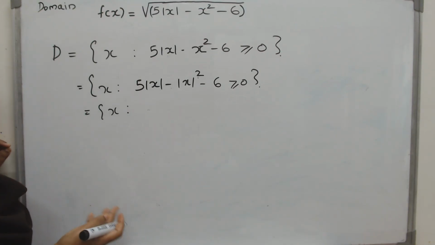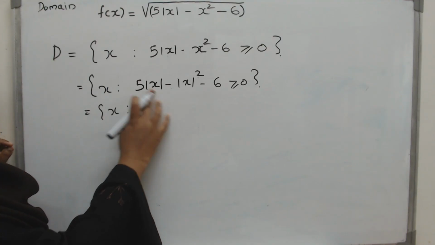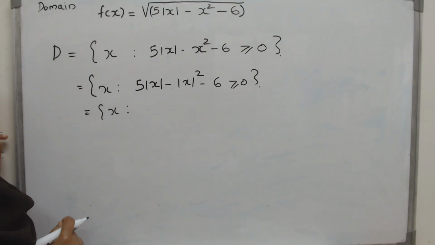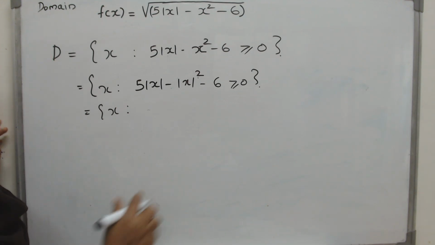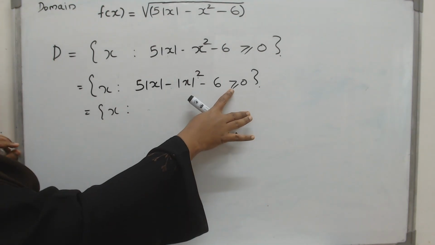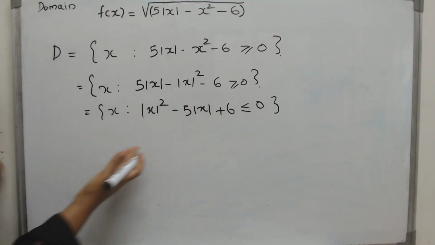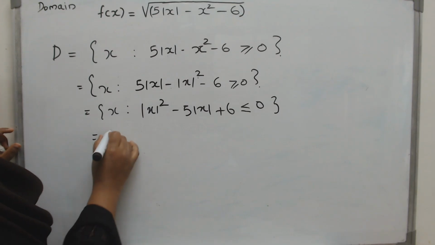So here if you see the leading coefficient is minus 1. It is better to make it positive. So how will we make it positive? Multiply throughout with minus 1. What happens when you multiply or divide with a negative number? The inequality flips.